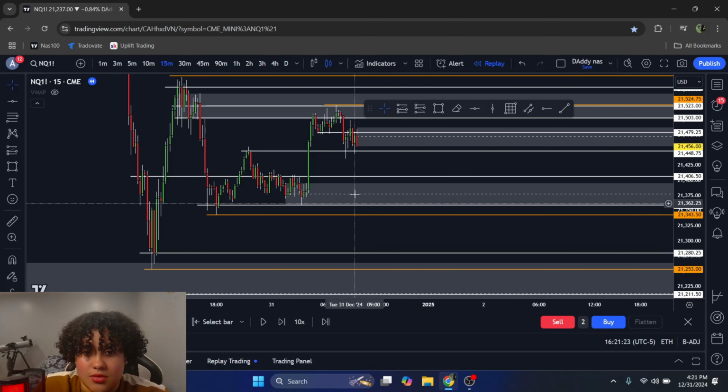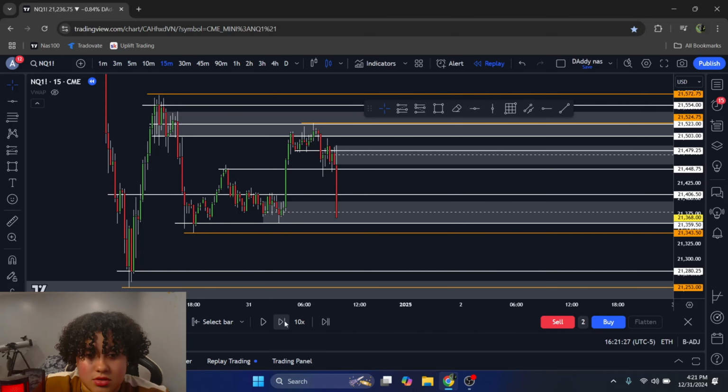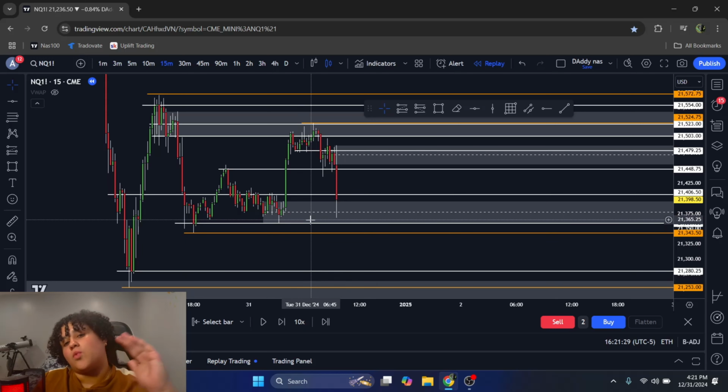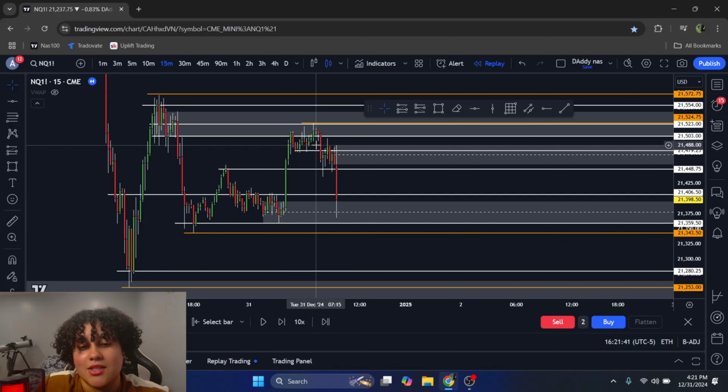Okay. So this is how my chart looked. And right off the bat, I had a feeling that it was going to be a choppy day because it's the holidays. It's going to be slow. And normally when the market is slow like this, you see it went nowhere pre-market. Most likely when the market opens up, it's going to be the same thing.